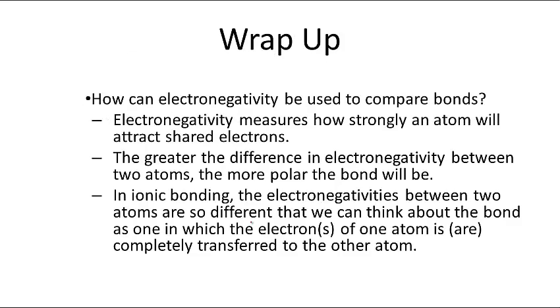Okay, so how can electronegativity be used to compare bonds is a question we were studying today. So electronegativity measures how strongly an atom will attract shared electrons. We've talked about this a couple of times. The greater the difference, the more polar the bond will be. And in ionic bonding, they're so different that one of the atoms actually steals the electrons of the other. So it's completely transferred. Okay.